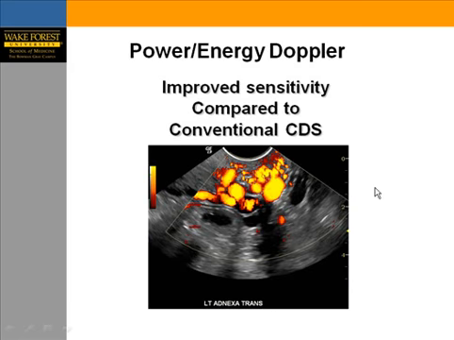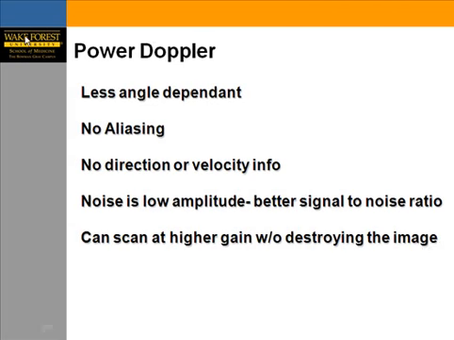Now we move to talk about power Doppler. Power Doppler also is available to us on all high-end equipment. It helps us to add to what we see with color Doppler. Power Doppler has advantages. It is less angle dependent. It does not suffer from aliasing, just like color Doppler. Unfortunately, it also suffers from some limitations, like you can't get information about direction of flow.